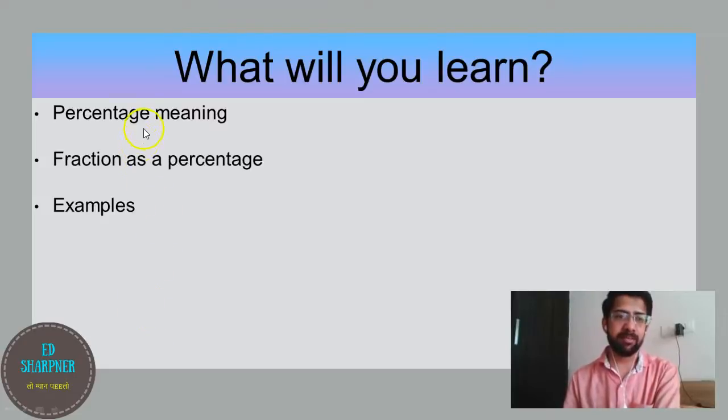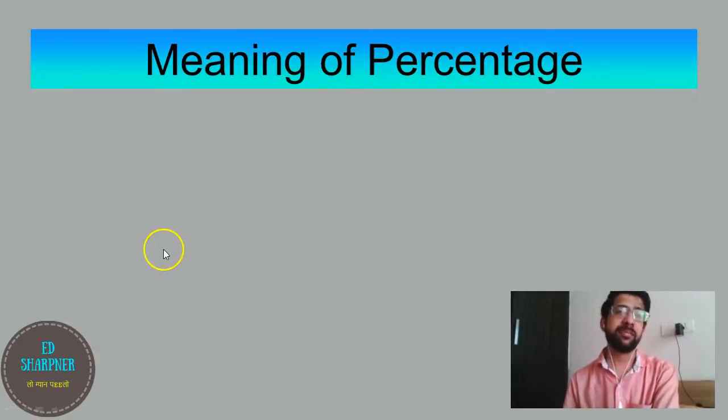So we'll be covering percentage, what is the meaning of the percentage, how can we represent fraction as a percentage and vice versa, and we'll see some GATE problems. So let us start with the percentage meaning. So what is the meaning of percentage?